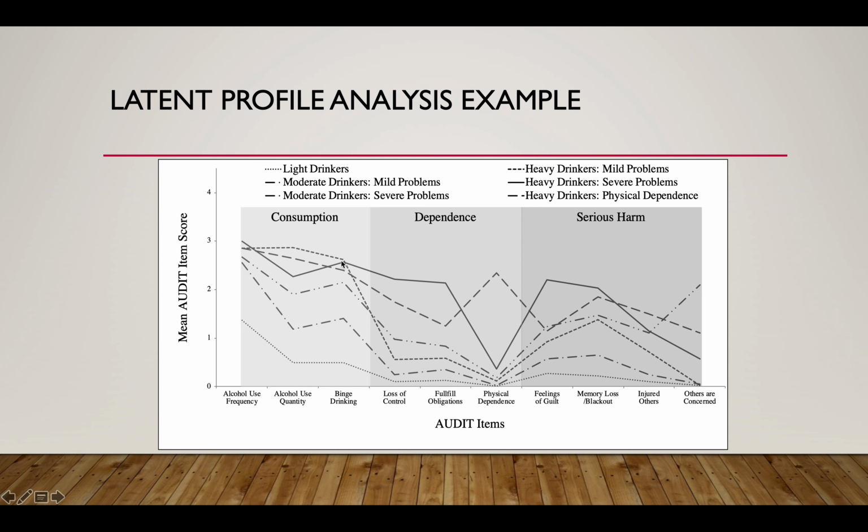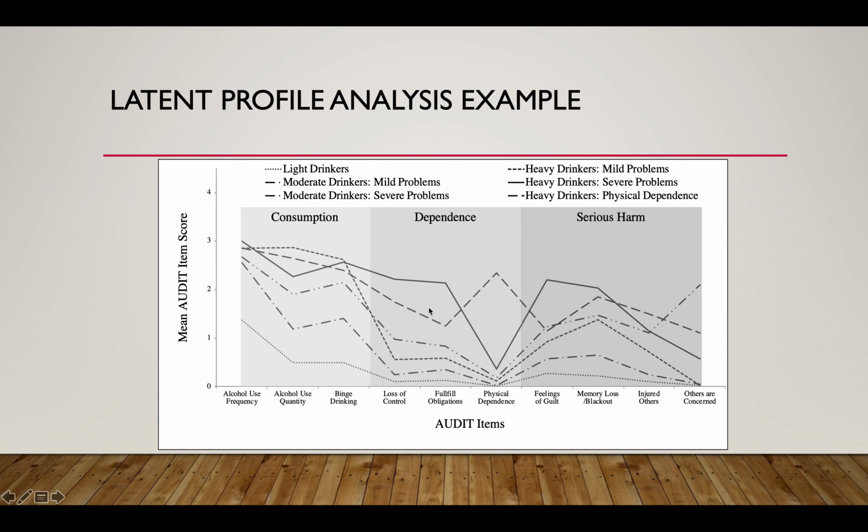One of these heavy drinking groups right here seems to drink an awful lot and have very few problems. They do have some memory loss and blackouts, but they are drinking a lot, right? In contrast, we have a heavy drinking group who has all kinds of issues with loss of control and failure to fulfill obligations. These are 2 diagnostic features of alcohol dependence, but they don't have physical dependence. There's something about them that alcohol is not reinforcing. Then it jumps back up and they've had feelings of guilt, blackout, injured others and such.